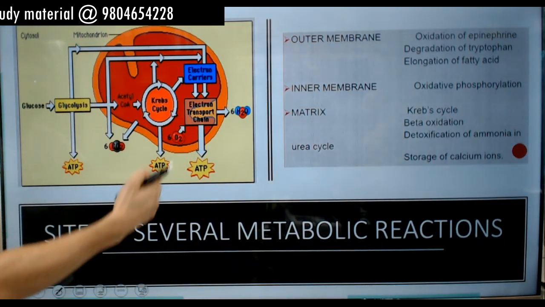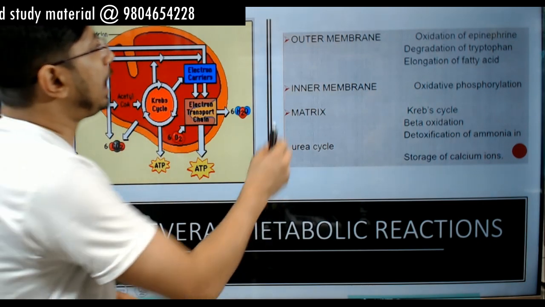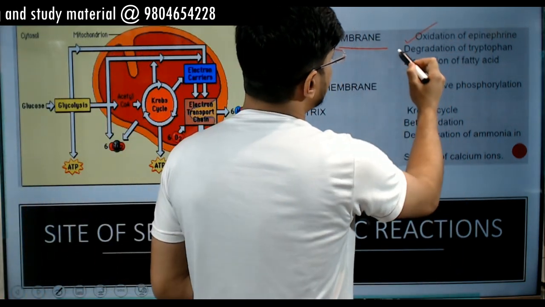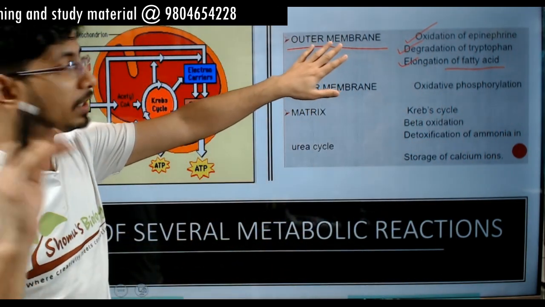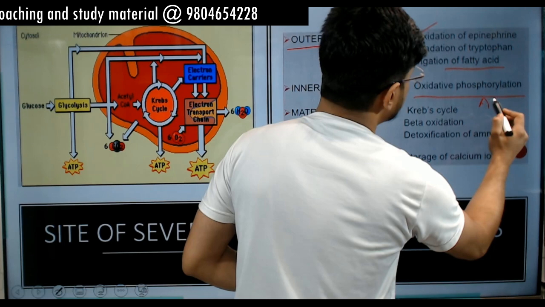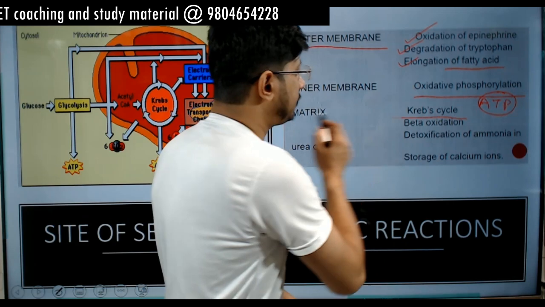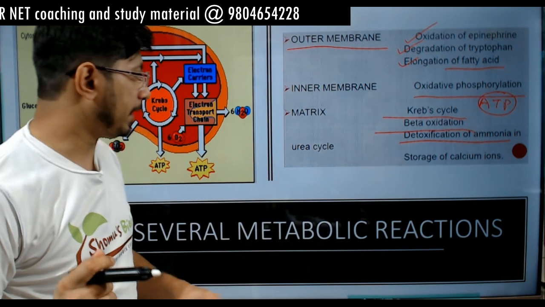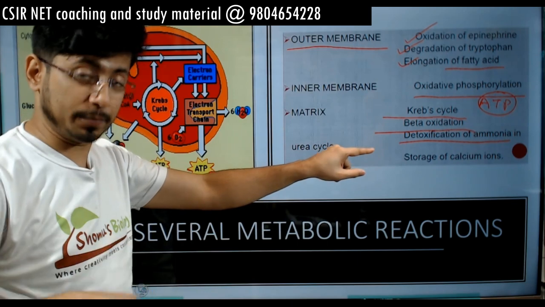And let me write down some more functions depending upon the compartmentalization of mitochondria for all of you. The outer membrane of mitochondria is the place where oxidation of epinephrine is done, degradation of tryptophan is done, and elongation of fatty acids is carried out, all in the outer membrane. The inner membrane is involved in oxidative phosphorylation and production of ATP. The matrix is a home for the Krebs cycle, beta oxidation of fatty acids, detoxification of ammonia in the urea cycle, and storage of calcium ions as well.